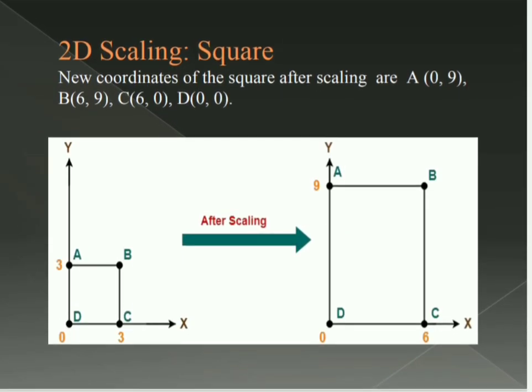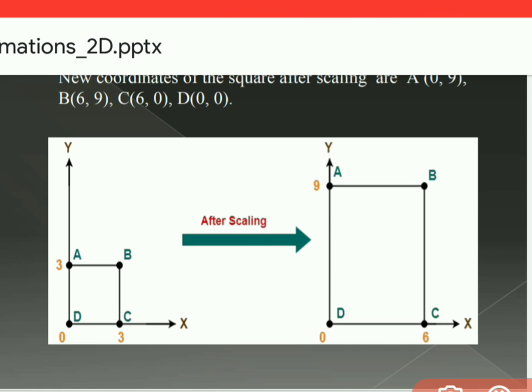Then look at this diagram. After scaling, the new coordinates of the square are A (0, 9), B (6, 9), C (6, 0), D (0, 0). So this is the original square, and after scaling it will look like this. The object size is increased here. Why? Because the scaling factors are greater than 1, that's why.